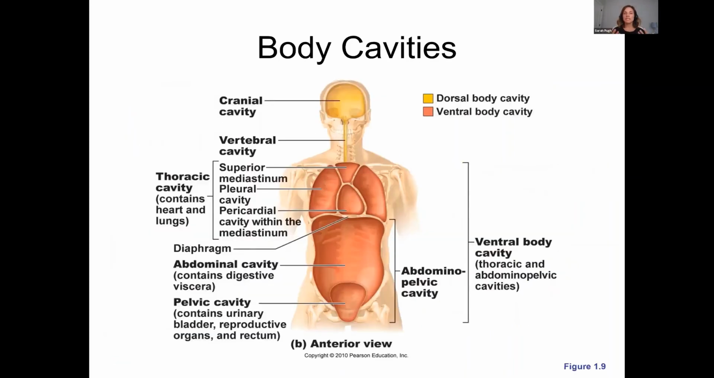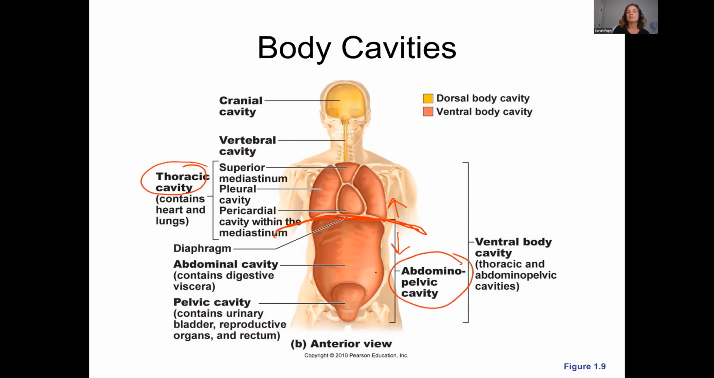So this is an image, an anterior view where you can see in red the ventral cavity. So I'm going to draw a line right here. Here would be the diaphragm. Okay, everything above the diaphragm is the thoracic cavity. Everything below the diaphragm is the abdominopelvic cavity.